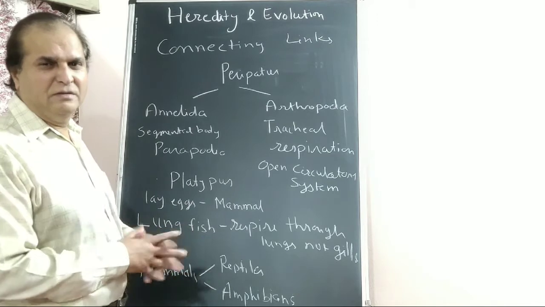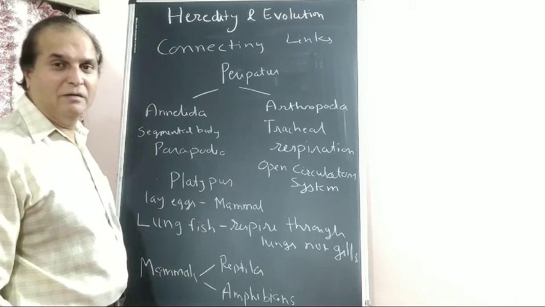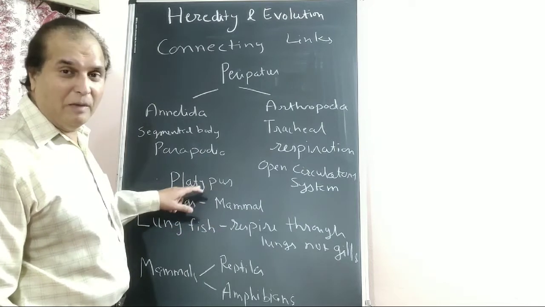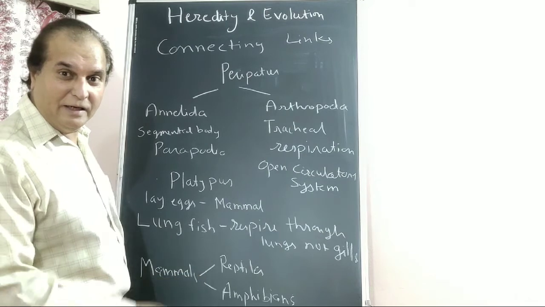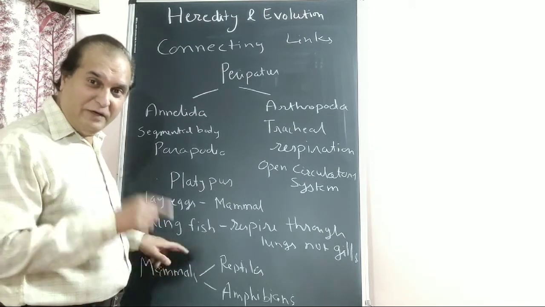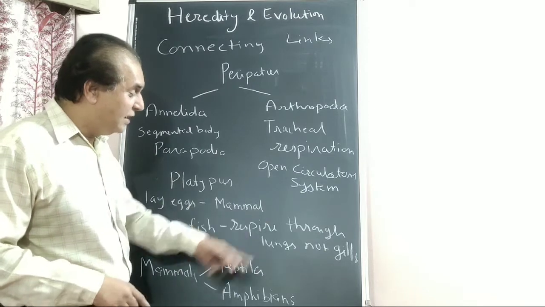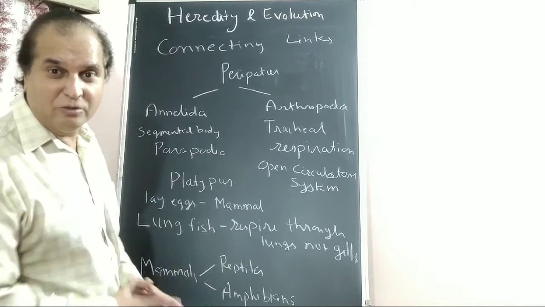Platypus lays eggs, but is a mammal. The only mammal which lays eggs is the platypus. Connecting link. Lungfish is a fish, but respires through lungs and not gills. All other fish respire through gills.